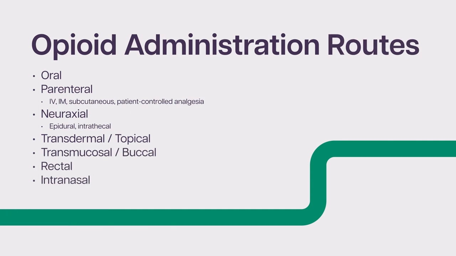There are several routes of opioid administration. In addition to the more common routes of administration, like oral or parenteral, others have been developed to improve the efficacy of the opioids while decreasing side effects. For example, spinal or neuroaxial administration. This type provides direct access to pain synapses in the spinal cord.